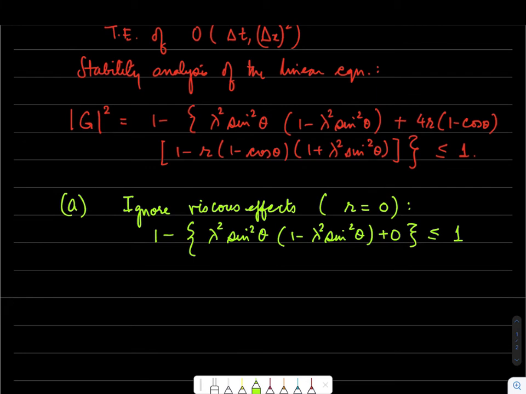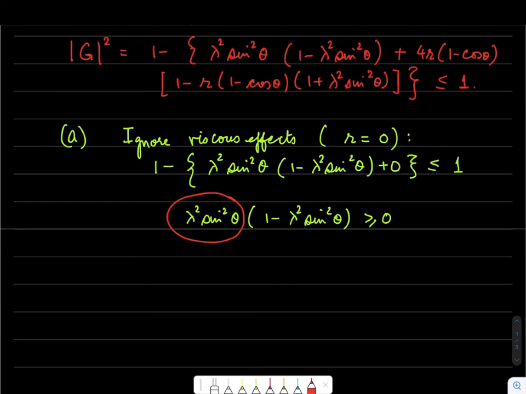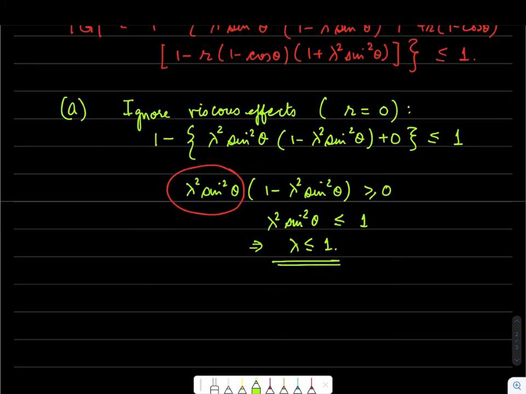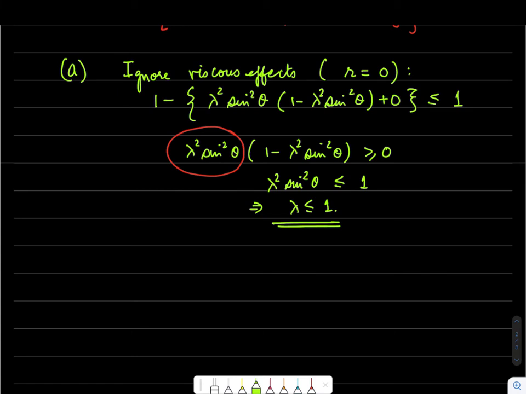And clearly we'll have lambda square sine square theta times (1 minus lambda square sine square theta) to be greater than or equal to 0. Lambda square sine square theta is anyway greater than or equal to 0, so we don't need to worry about this. So what we'll have is that lambda square sine square theta should be less than or equal to 1, which for all theta would mean that lambda has to be less than or equal to 1. So this becomes the stability criteria if we have no viscous effects, which is basically the CFL number.